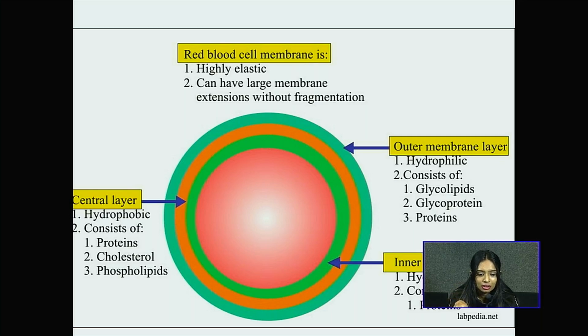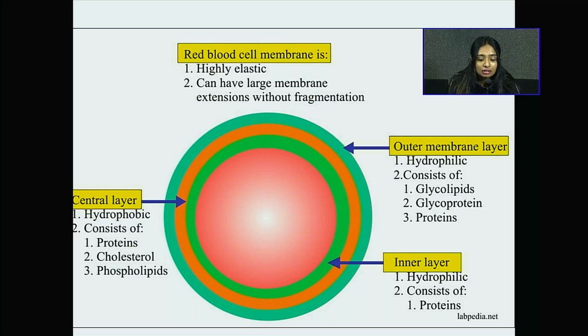Now, this is the diagram of red blood cells. It has three layers, as you can see: the outer membrane layer, the central layer, and the inner layer. Every layer contains protein. The outer membrane also has protein, along with glycoproteins and glycolipids. Then the central layer has proteins, cholesterol, and phospholipids. And the inner layer has only proteins. So all of them have proteins.